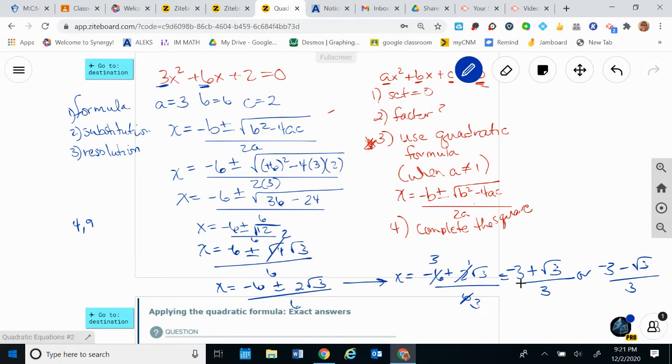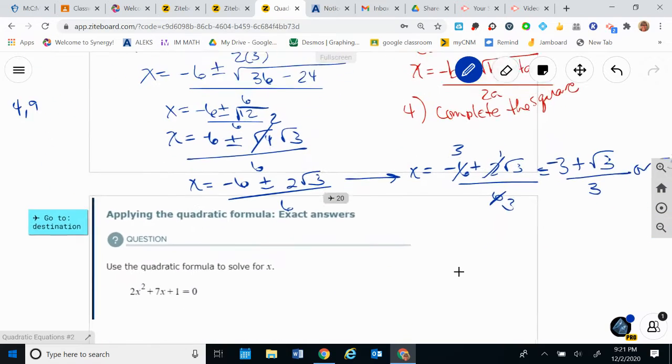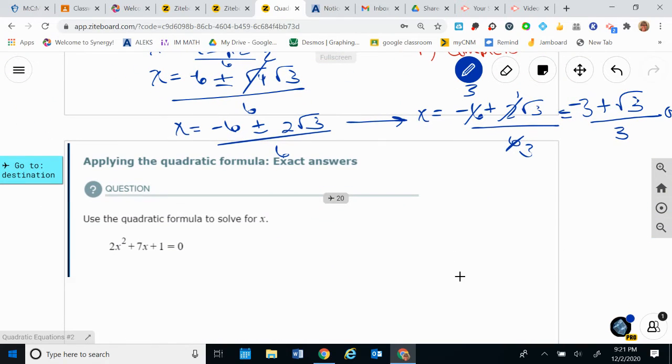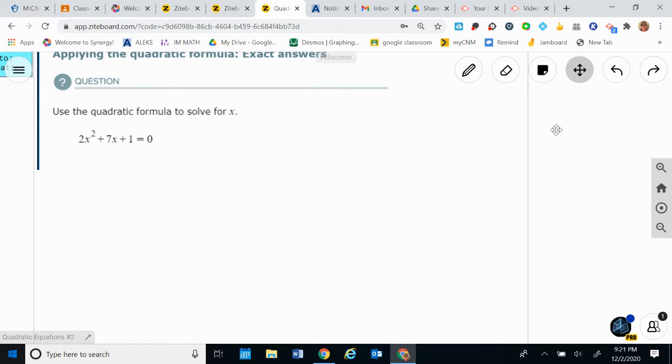Okay, let's see if we can do another one. All right. Let's see. I don't want to do that. That was silly. Don't do that. Move it up. Here we go. Boom. Okay, let's try this one.